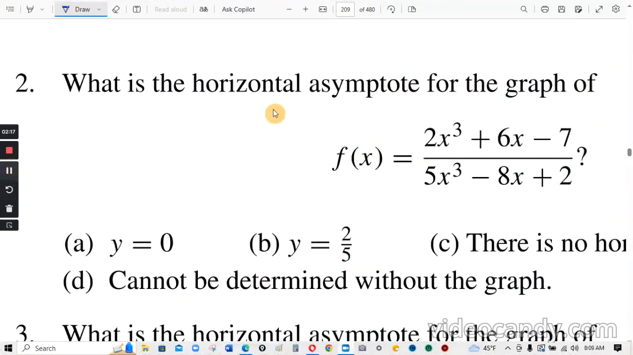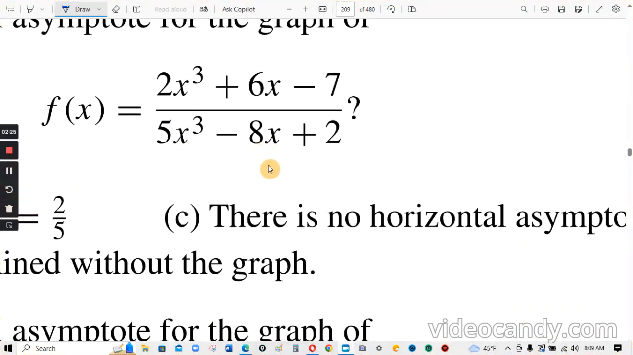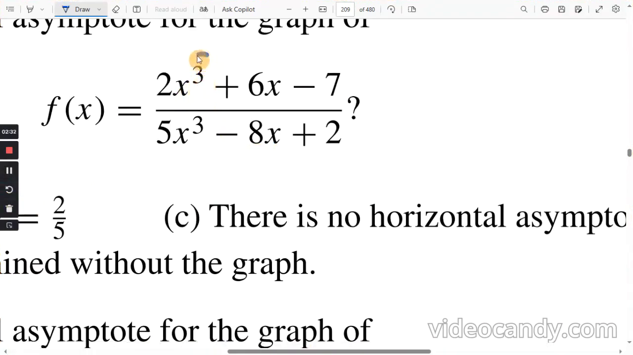Number 2, what is the horizontal asymptote for the graph of this function here? All right, so this one's pretty simple. Look at the highest exponent or the degree of the numerator. That's a 3. Look at the highest exponent or the degree of the denominator. That's a 3. When the degrees are equal, you basically take the leading coefficients and make a fraction out of it.